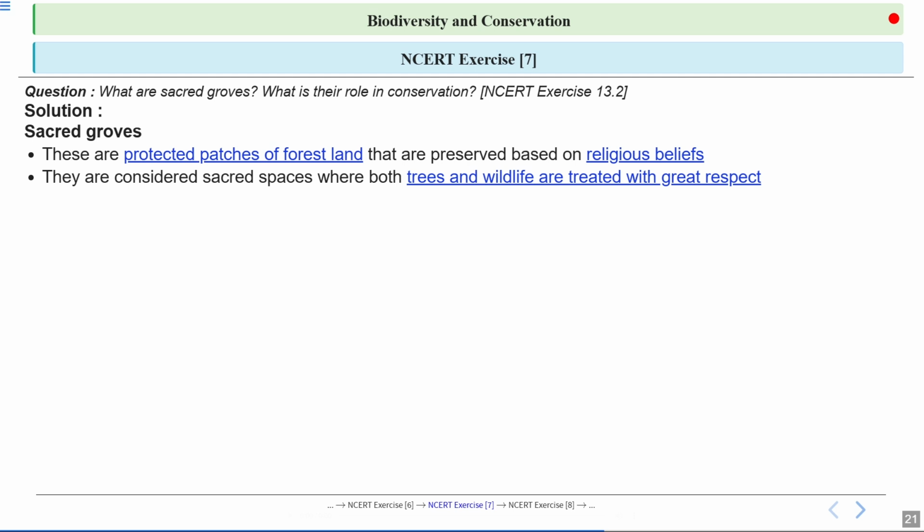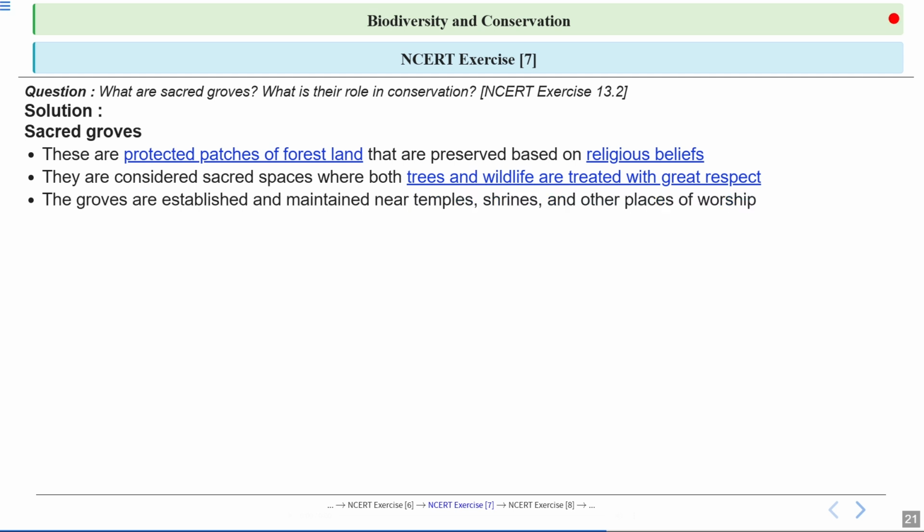including in India, West Africa, and Japan as well. Now, the sacred groves are established and maintained near the temples, shrines, and other places of worship. Okay, this is a common tradition in many cultures, including in some parts of India. So these sacred groves are not just for decoration but are considered sacred and are often cared for by the community as a form of religious and environmental responsibility as well.